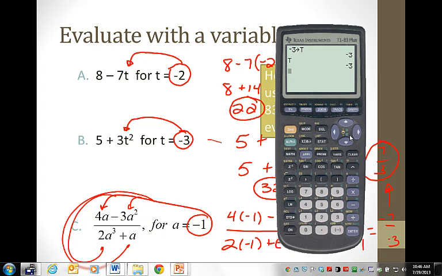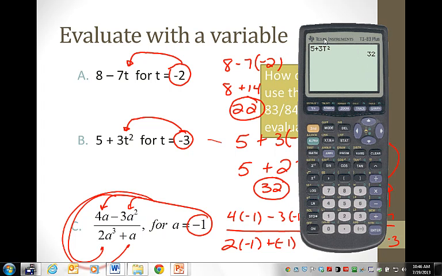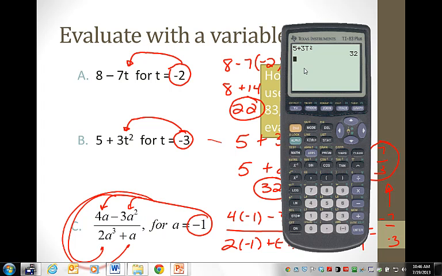And so now I can press 5 plus 3 t squared. And I get 32. Same thing. Okay, this is really nice if you have a lot of these being squared and cubed and maybe even some fractions. It makes order of operations easier, you don't have to put in any parentheses. It looks a little nicer. That is certainly up to you which way you do it though. I'll let you try it on part C on your own.